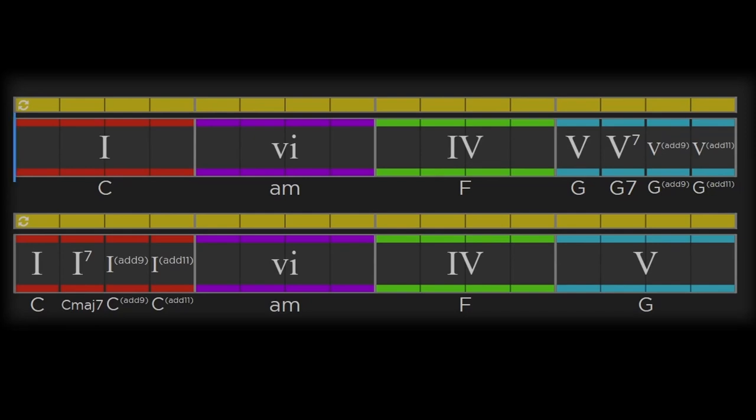As has been said, the add 11 is a single note added to the standard triad. This is also true of the add 9 chord. In this next example, I will cycle through the major/dominant 7th, add 9 and add 11 versions of the 1 and 5 chords.